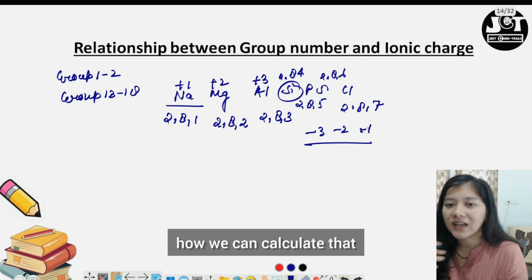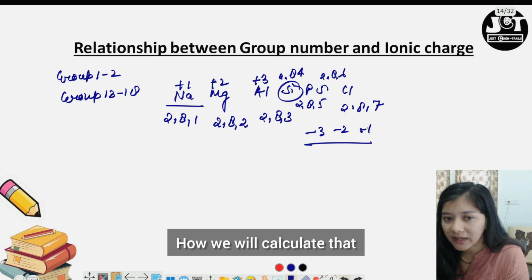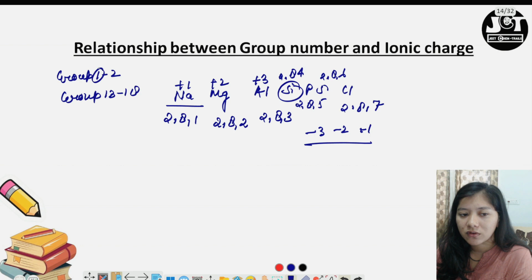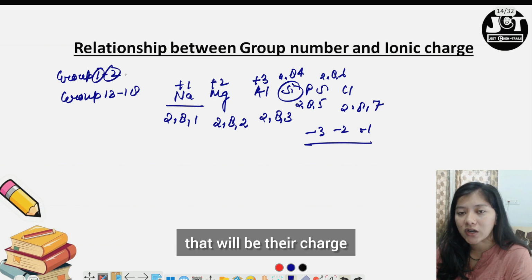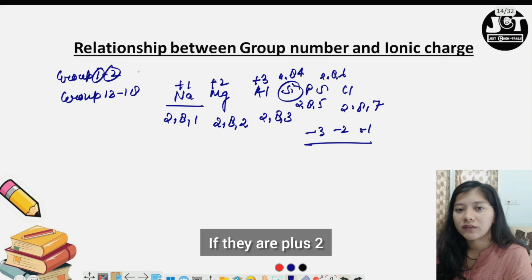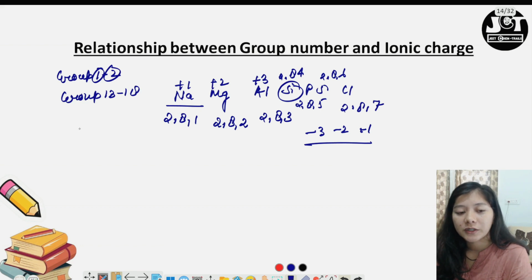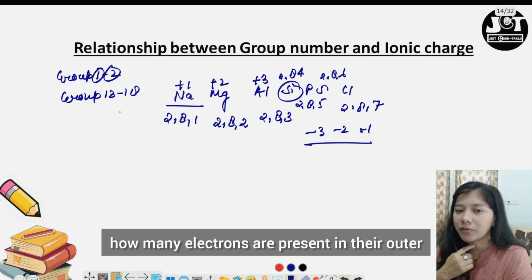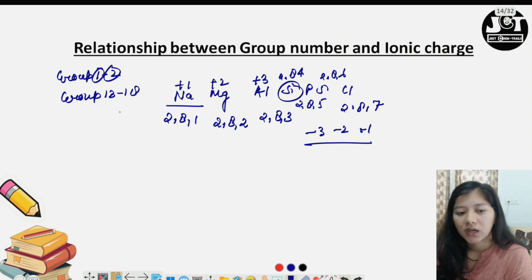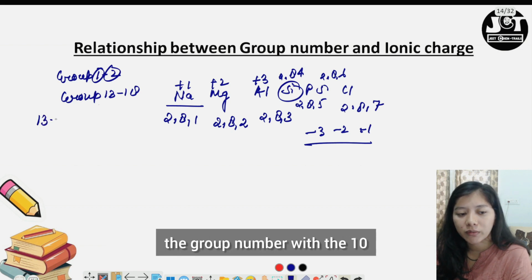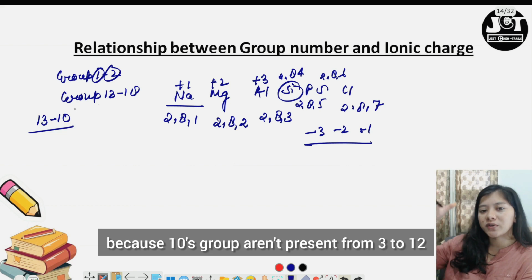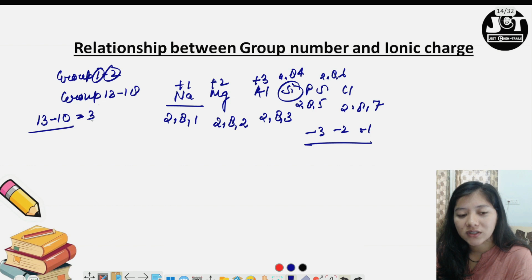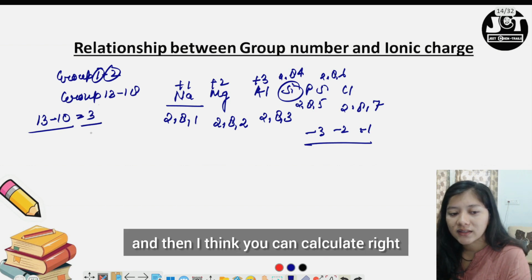So how can we calculate that? Just remember, for groups 1 and 2, you don't need to do anything. Whatever the group number they belong to, that will be their charge. If they are group 1, their charge is +1. If they are group 2, their charge is +2, right? But for 13 to 18, we need to know how many electrons are present in their outermost shell. Then we can calculate. For 13, what will we do? We will subtract 10 from the group number, because the 10 groups from 3 to 12 are in between. So 13 minus 10 is equal to 3. That is the number of electrons present in their outermost shell.